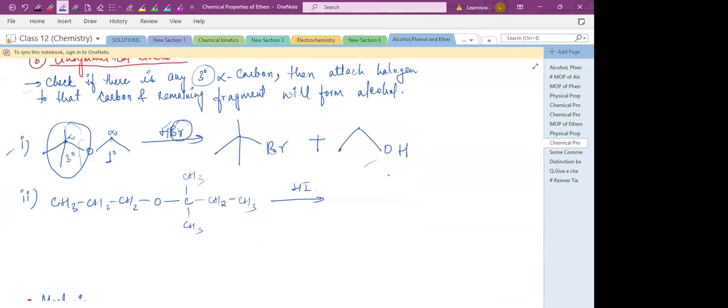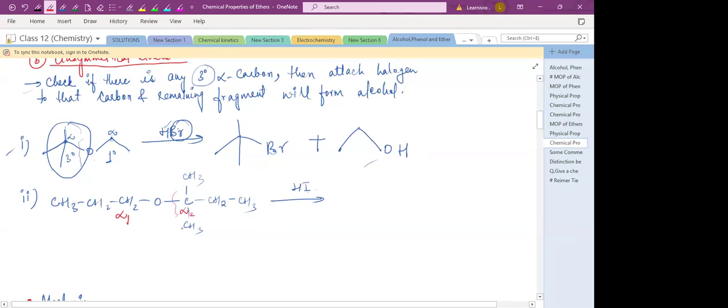First step, find the tertiary alpha carbon. This is the alpha carbon on the left side, and this is on the right side. Suppose this is alpha 1 and this is alpha 2 carbon. Now tell me which alpha carbon is tertiary? Aisha. Alpha 2. Yes, alpha 2 is tertiary.